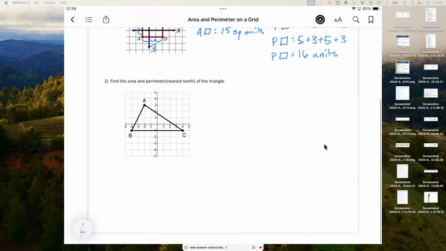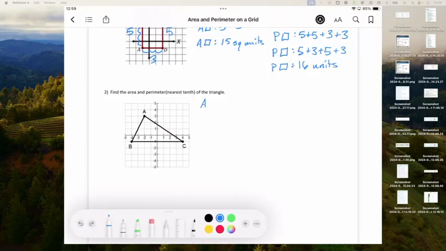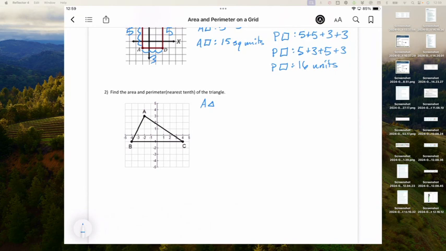For a triangle, things get slightly more challenging. Not bad, but recognizing that in this case we do not have the same sort of setup that we did for the rectangle. Not all of the lines are vertical or horizontal. And so you may remember from previous grades that the area of a triangle is equal to length times width divided by 2.